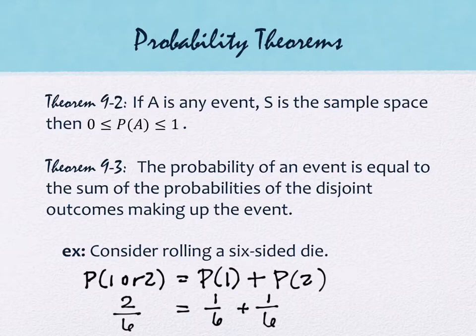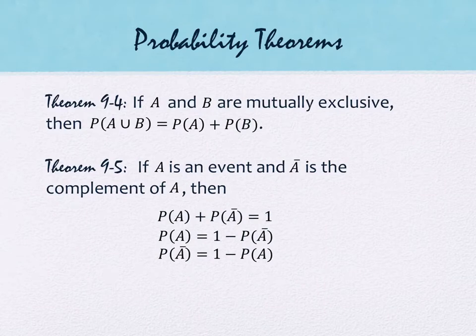A couple more theorems, and then we're going to put them all into a nice organized chart. Theorem 9.4 is the mutually exclusive one we just talked about. If they are mutually exclusive, the probability of the union of A and B, which means either of them happening, is the probability of event A plus the probability of event B. So that's a continuation of theorem 9.3.